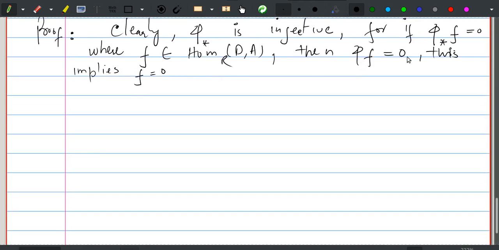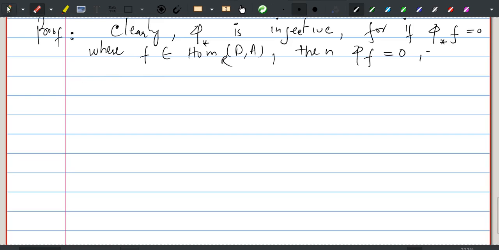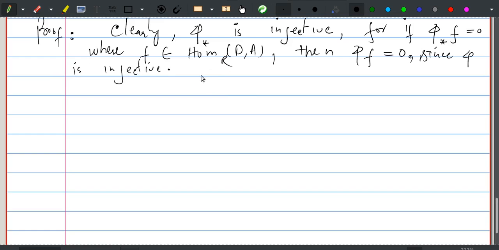Then phi of f is 0. Let us write down the reason here. This implies phi star f is 0, since phi is injective. Hence phi star is injective.